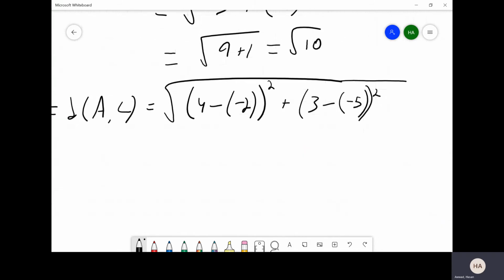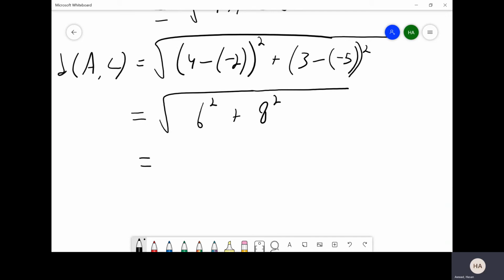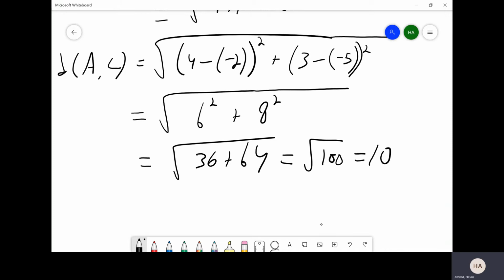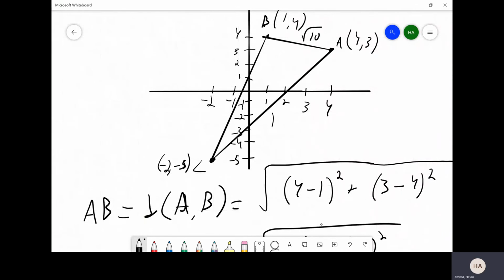Okay, so let's go ahead and simplify this down. We know that we're going to have the square root of 4 minus a -2, which is 4 plus 2, which is 6 squared. So we have 6 squared plus, and over here we have 3 minus a -5, which is 3 plus 5. So 3 plus 5 is in fact 8. And so we have 8 squared over here. Okay, 6 squared is 36. So we have the square root of 36 plus 8 squared, which is 64. So we get the square root of 100, and the square root of 100 is 10. So we now know that over here, this side is 10 for side AC.